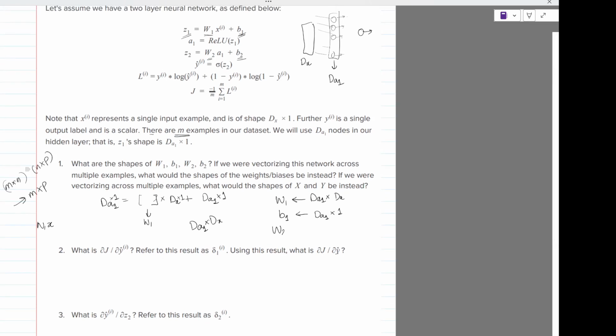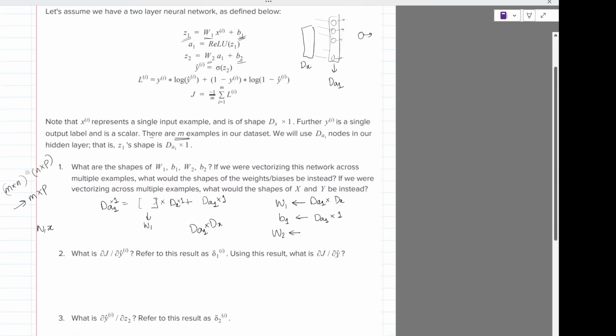Similarly, W2, if you apply the same thing, you have dA1 inputs. So I think it should be 1 into dA1, and your output is 1 cross 1. So you'll have just one bias. So it is 1 cross 1, because the output is a single output. So Z2 is just 1 cross 1.